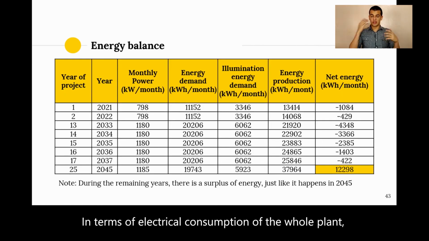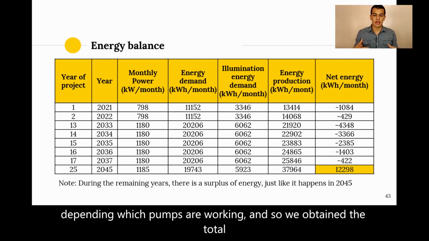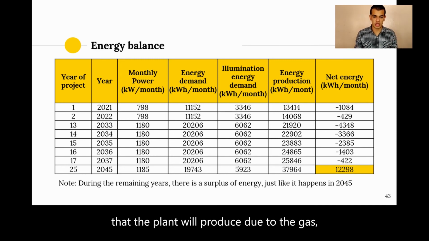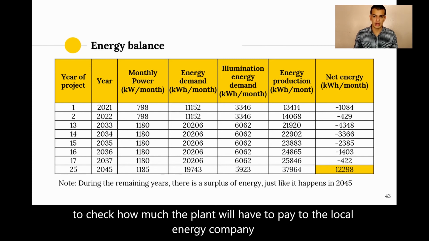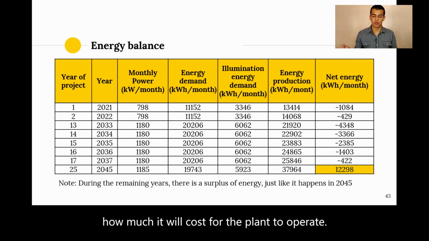In terms of electrical consumption of the whole plant, we model how the electric load and demand vary within the years, depending on which pumps are working. And so we obtain the total power consumed per year plus illumination, and the amount of energy that the plant will produce due to the gas, to check how much the plant will have to pay to the local energy company and to determine if the plant can be self-sufficient, and of course how much it will cost the plant to operate.